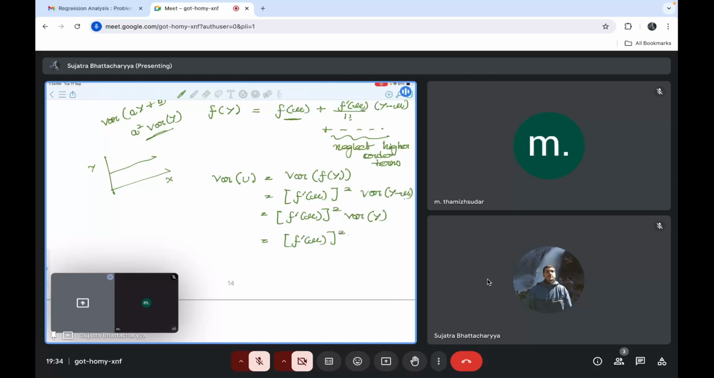Variance of y. Now, can I write variance of y as sigma square? No. It will be a function of mu. Sigma square is a constant quantity, but here we have assumed that variance of y is not constant. It's a function of mu. We have written this.